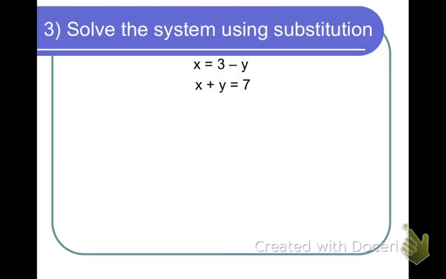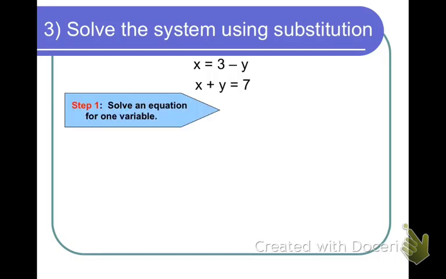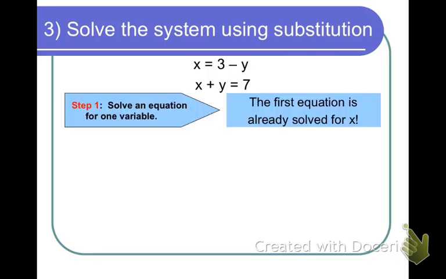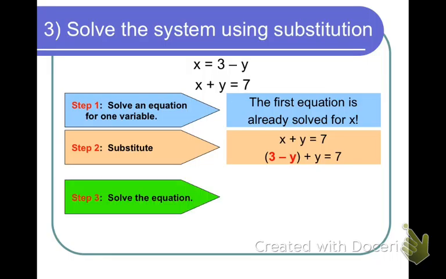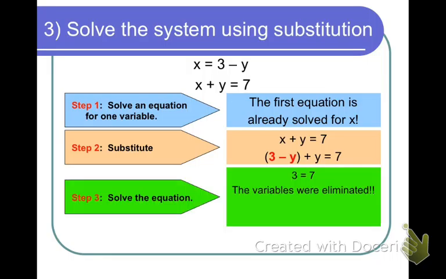Okay, so let's solve this using substitution. So solve the equation for one variable. The first equation is already solved for x. Substitute it in. So we have 3 minus y plus y equals 7. Solve the equation. 3 is equal to 7. The variables in this case were eliminated.